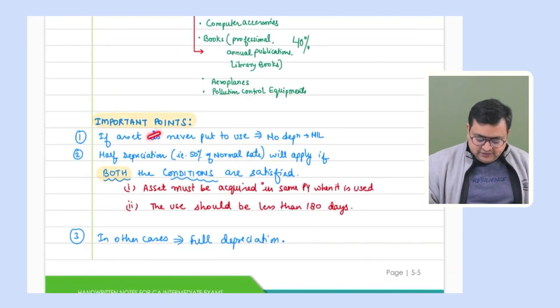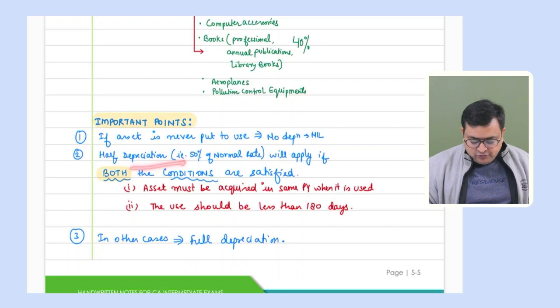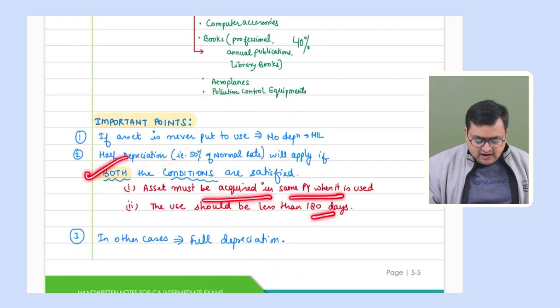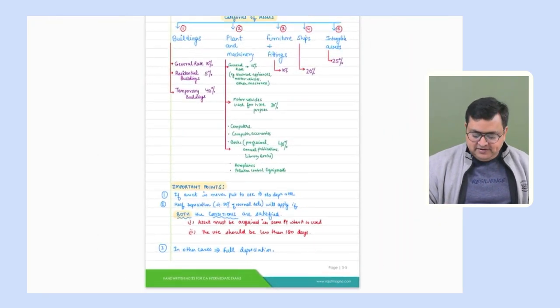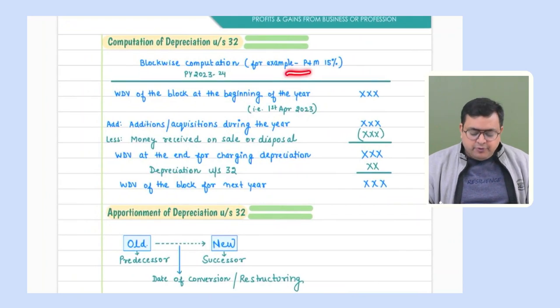So I've already discussed when you will charge nil depreciation. If the asset is never put to use, nil. If the asset is put to use for less than 180 days and it is acquired and used in the same year, then half depreciation. In other cases, full depreciation. Got it? Now the question is, how do you compute depreciation?